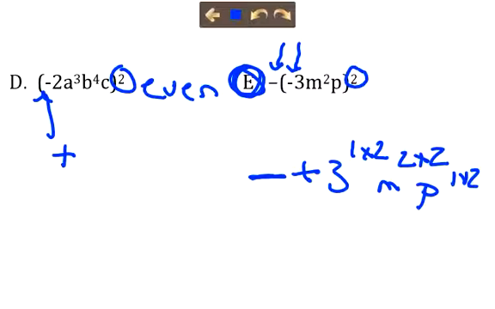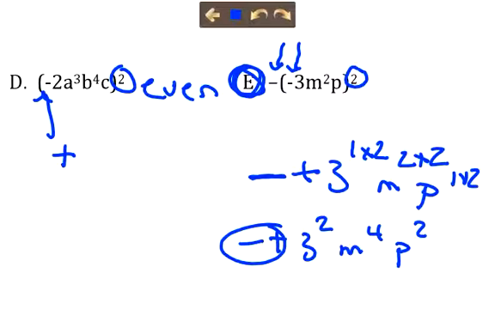So you would get 3 to the 2, m to the 4, and p to the 2. But this would have to change. So you would get negative 3 to the 2, m to the 4, p to the 2.